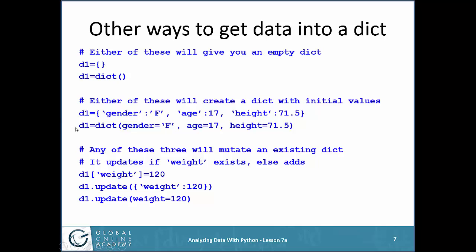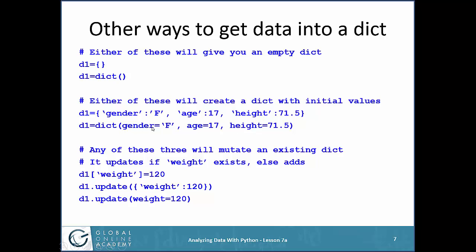Or, this is completely equivalent. I can say D1 equals dict, parentheses, and then pass it three values. Three parameters that I'm passing by name, not by position. Gender equals F, age equals 17, height equals 71.5. So this combines things we've done in the last 2 weeks. Passing parameters, these would be parameters that go to the init function in dict, and passing the parameters by the keyword and not by the position, and then also using this class notation.